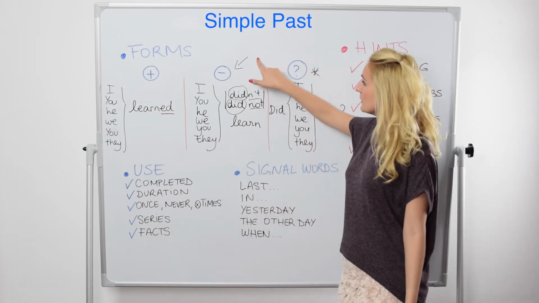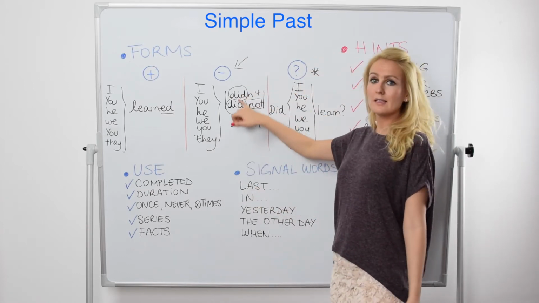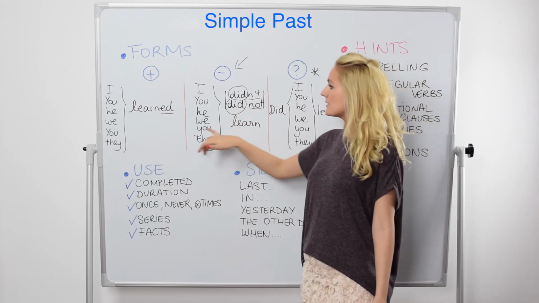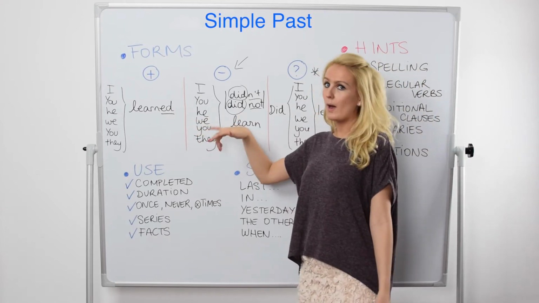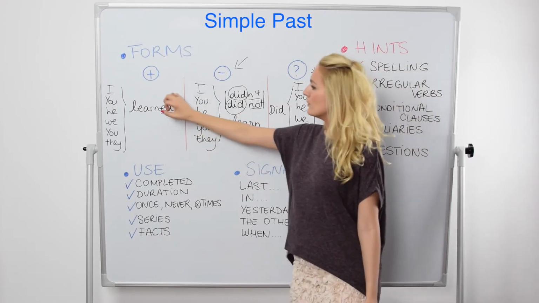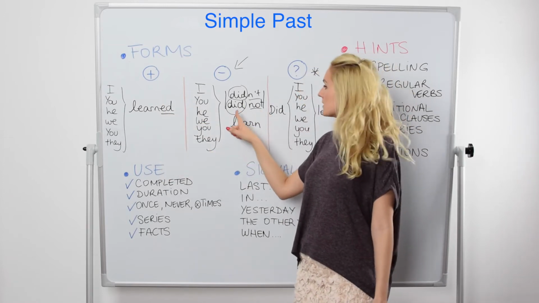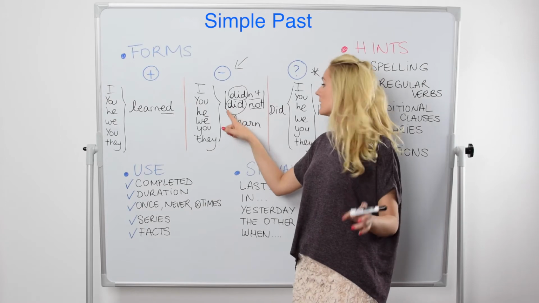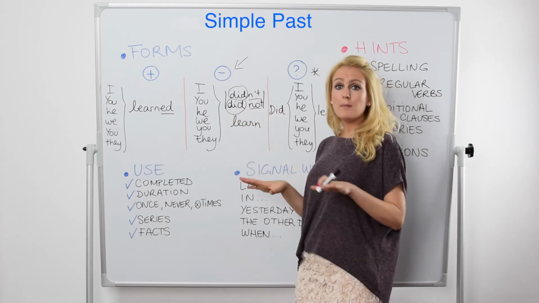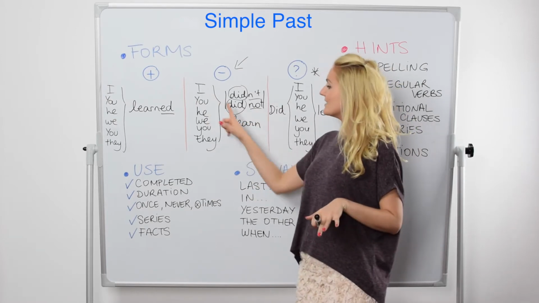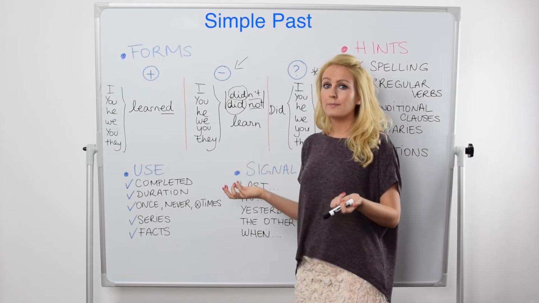If it's negative, I'm going to add an auxiliary. I'm not just going to say I not learned or I learned not. I'm going to remove that ending and give it to the auxiliary. So the auxiliary is in the simple past, followed by not and a bare infinitive. I did not learn, I didn't learn.